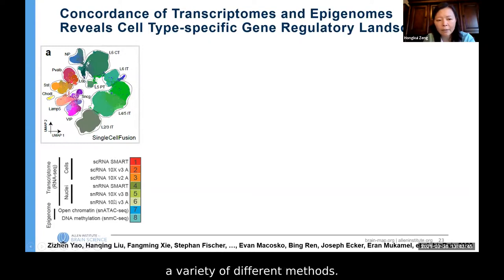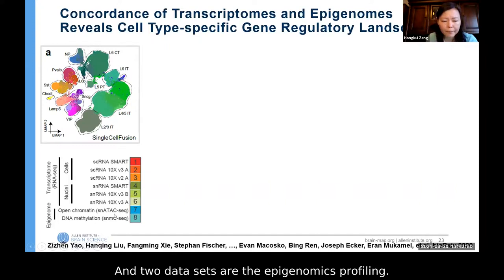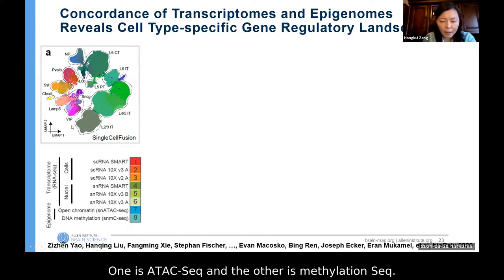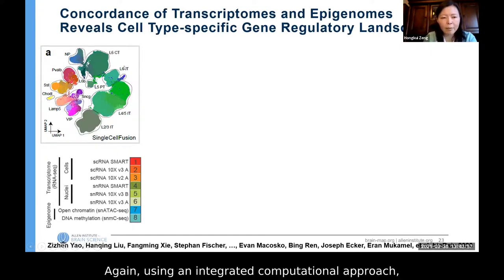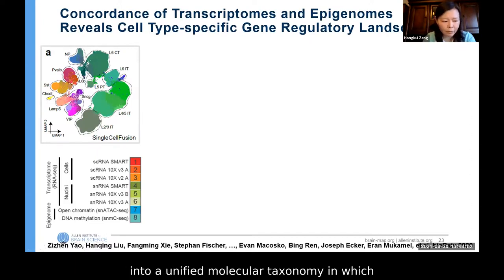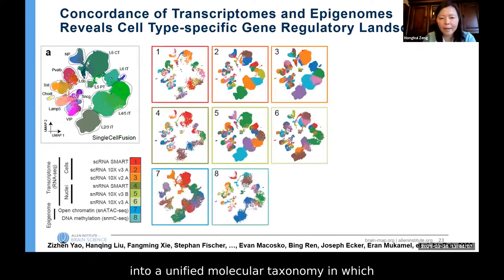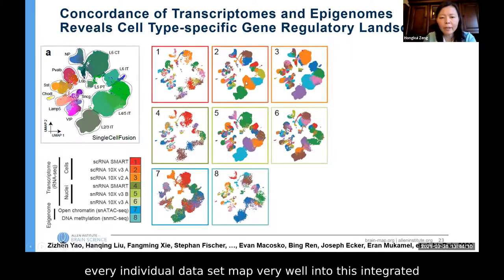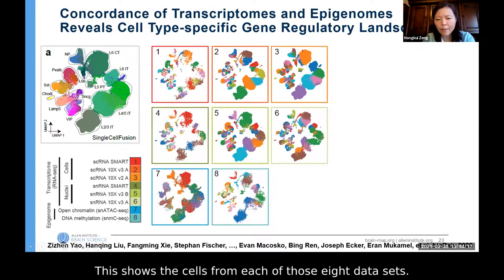In this study, we generated 8 different single-cell data sets, 6 of which are single-cell transcriptomics using a variety of different methods. And the 2 other data sets are epigenomics profiling. One is ATAC-seq and the other is methylation-seq. Again, using an integrated computational approach, we were able to integrate all 8 data sets together into a unified molecular taxonomy in which every individual data set maps very well into this integrated taxonomy. This shows the cells from each of those 8 data sets.